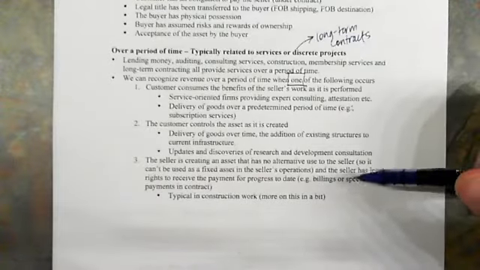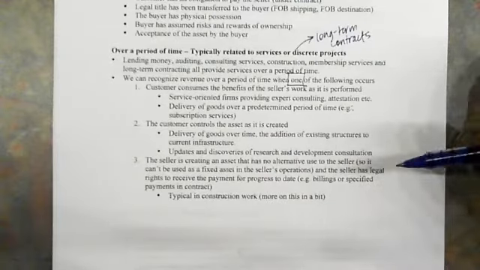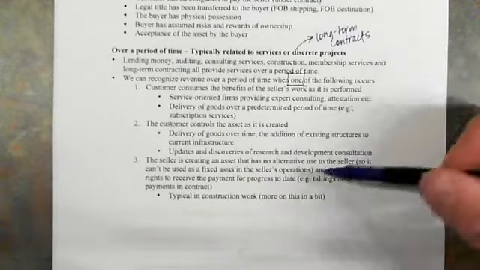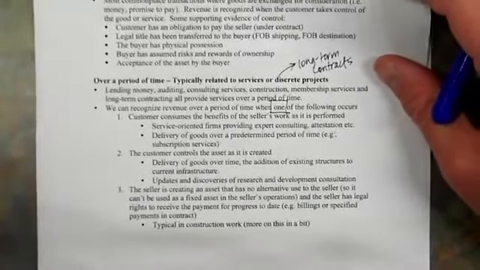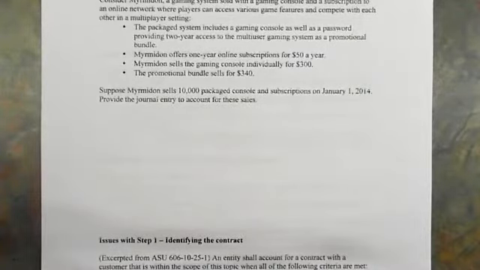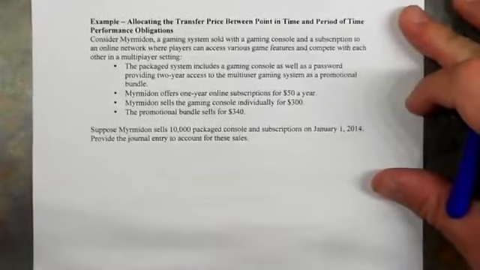The seller is creating an asset that has no future alternative use to the seller, and has legal rights to receive payment for progress to date. Again, also typical in construction work, where they're building a building. They're not going to use it in their own operations. They are just going to sell it to somebody, and so it has no alternative use but to be sold.